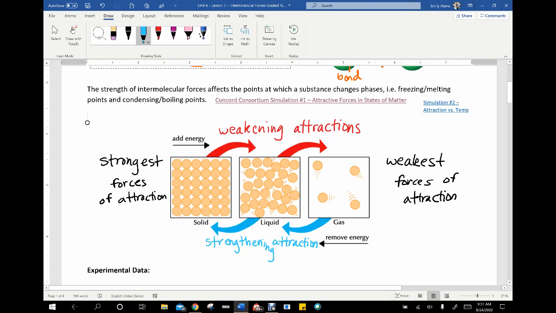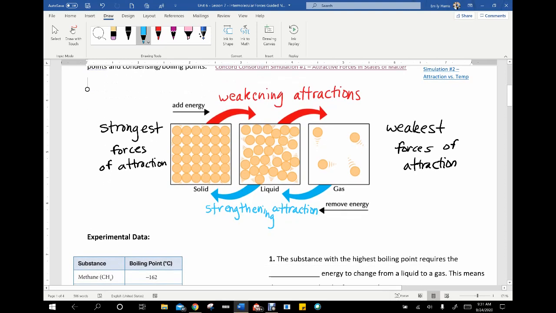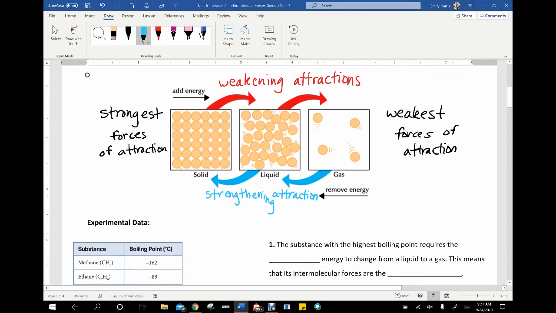So let's look at this for a second and see if we can determine how these weakening or strengthening attractions affect phase changes. Here's another simulation.